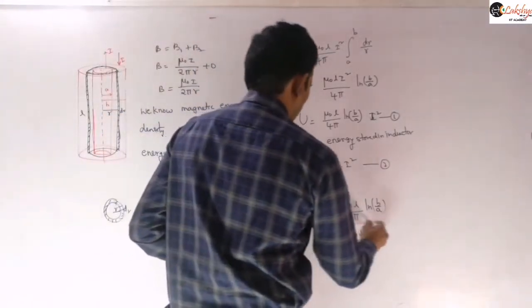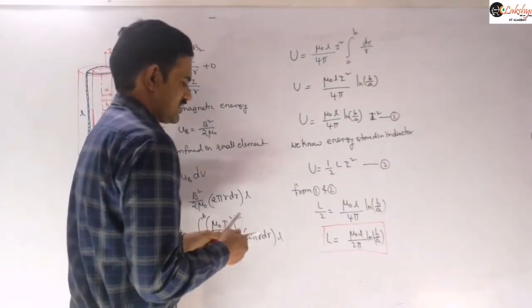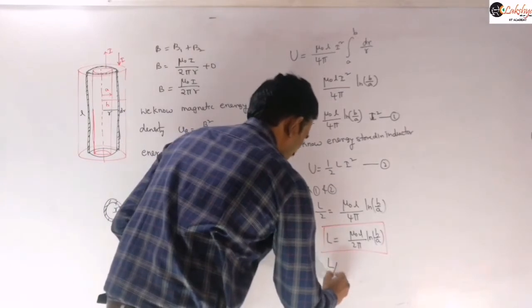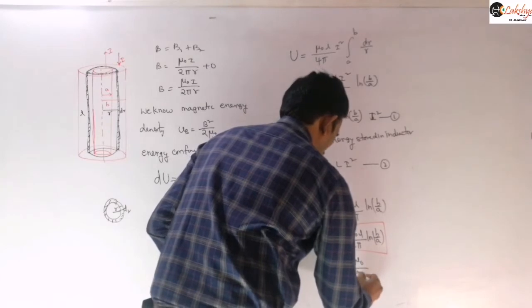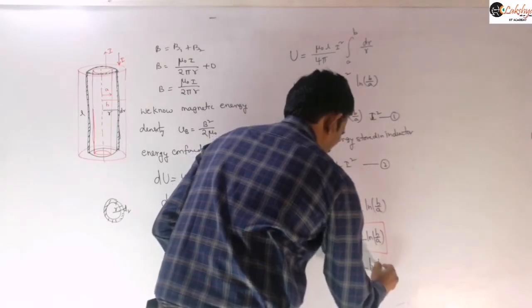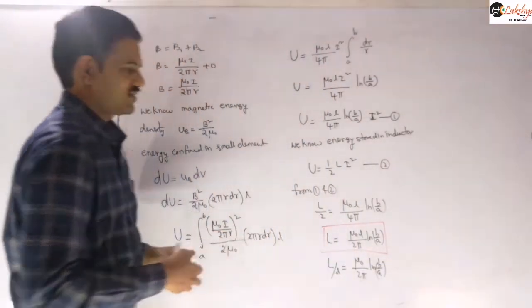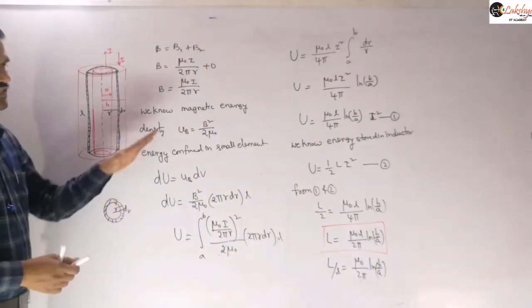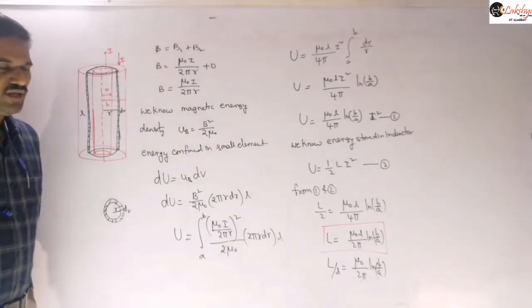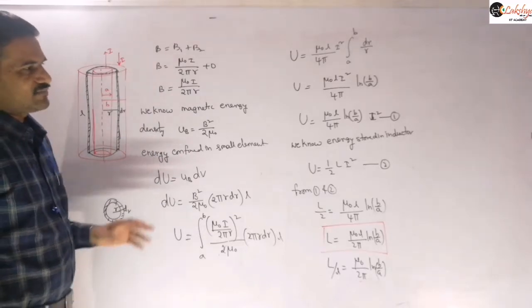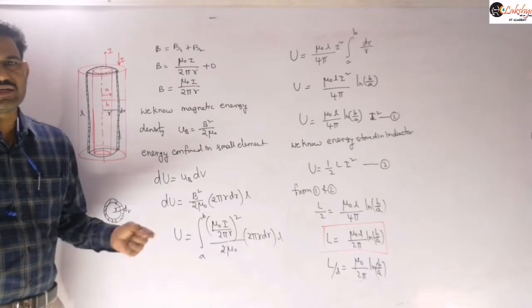And if they are asking for inductance per unit length, then you write small l on this side. So the inductance per unit length is L by l equal to mu naught by 2 pi into ln b by a. If they ask for inductance per unit length, we need to answer this one, right? So this is another way of calculating it. Instead of doing the flux calculation, you can find the energy like this, and from that energy method also you can calculate the inductance.